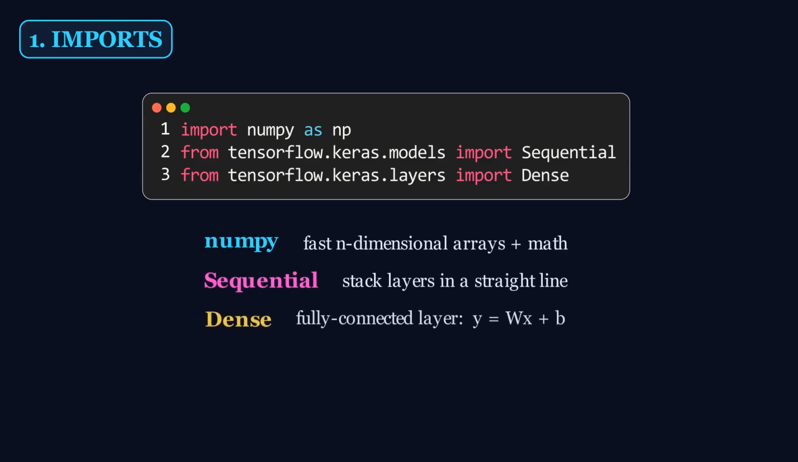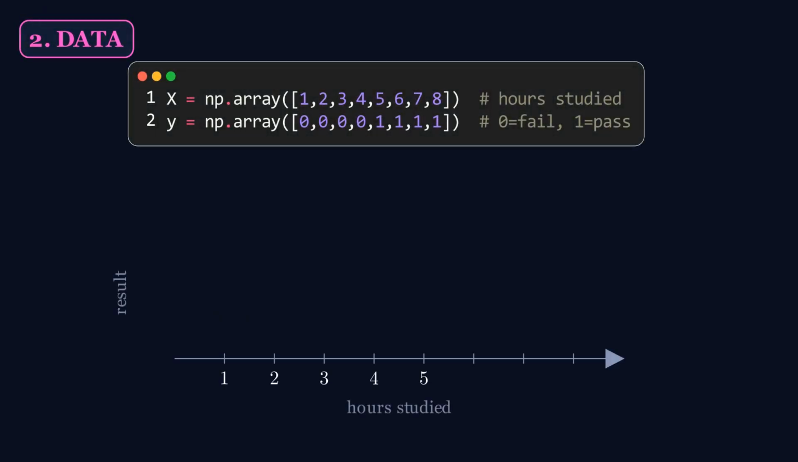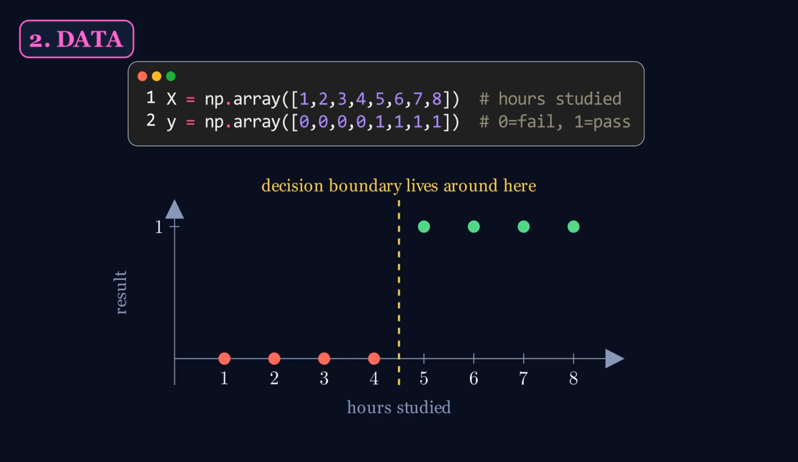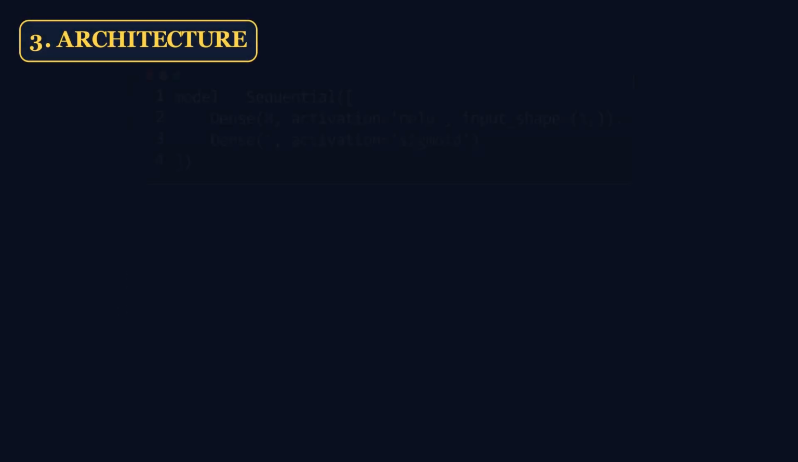We import NumPy for arrays, and from Keras we bring the sequential model and the dense layer. Our inputs are study hours from 1 to 6. Labels are 0 for fail and 1 for pass. The cutoff is around 3 hours.